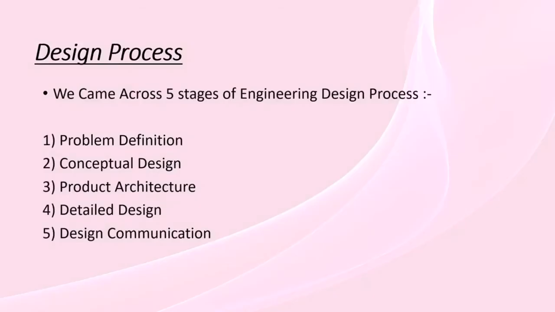Design process. We came across 5 stages of the engineering design process: 1. Problem definition. 2. Conceptual design. 3. Product architecture. 4. Detailed design. 5. Design communication.